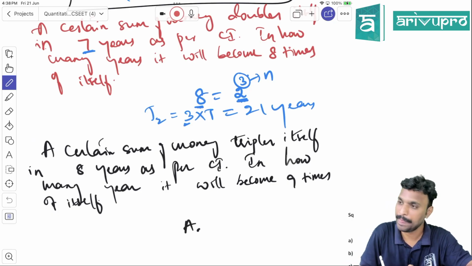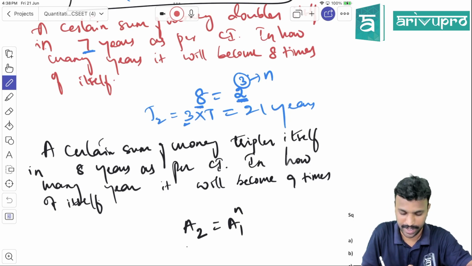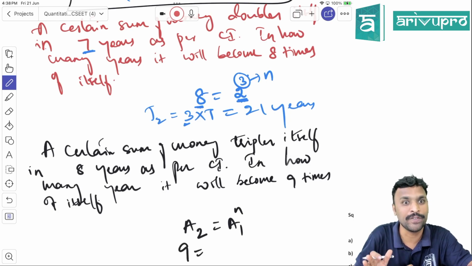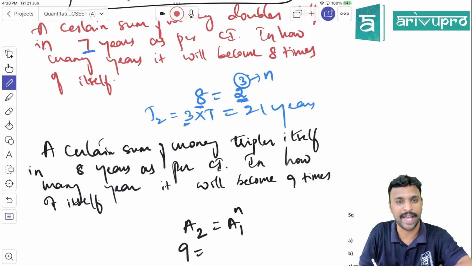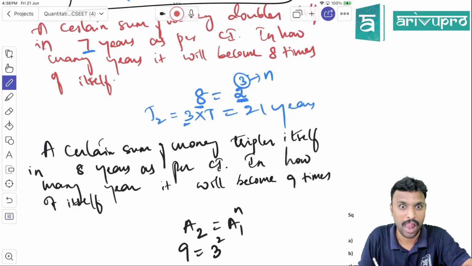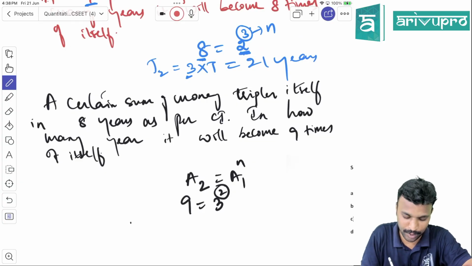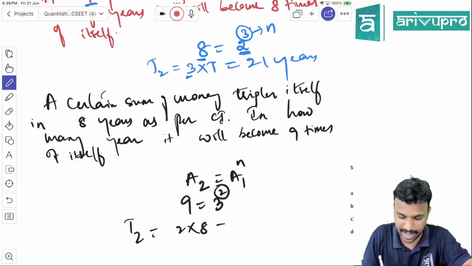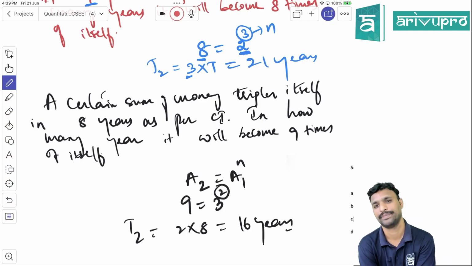What is A2? A2 should be expressed in terms of A1 power n. What is A2? 9. Don't do minus 1 for this. Only for SI, that shortcut is different. In CI, A2 is 9. A1 is what? 3. 3 power what is 9? What is n? 2. N is 2. Now T2 is 2 into T1, which is 8. Answer is 16. Clear?